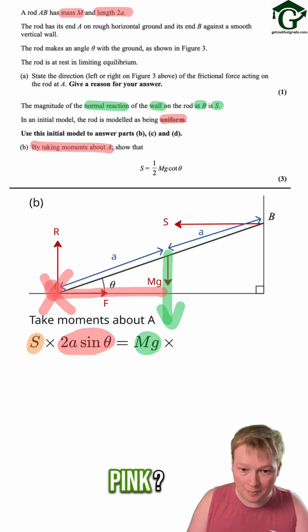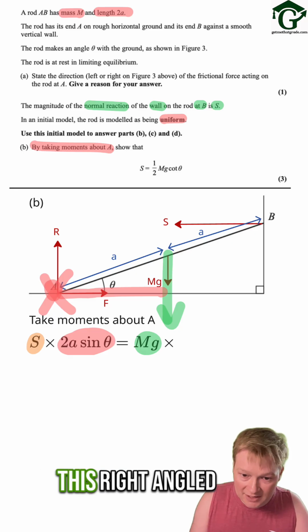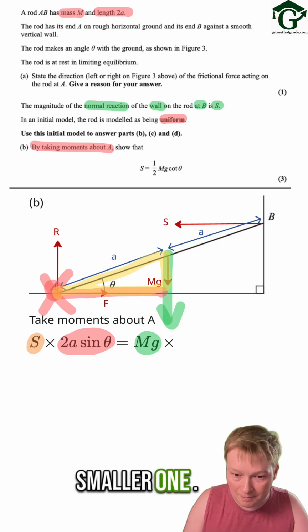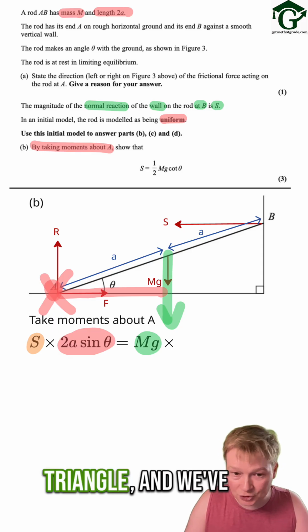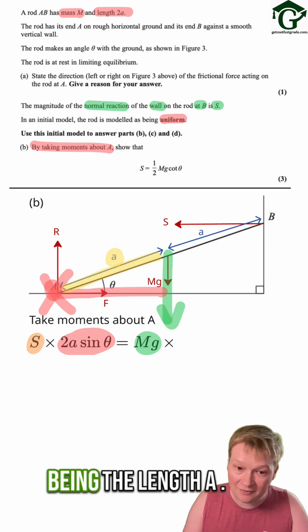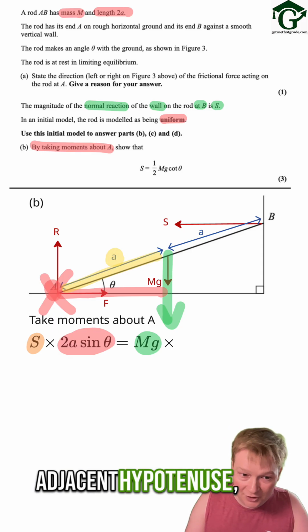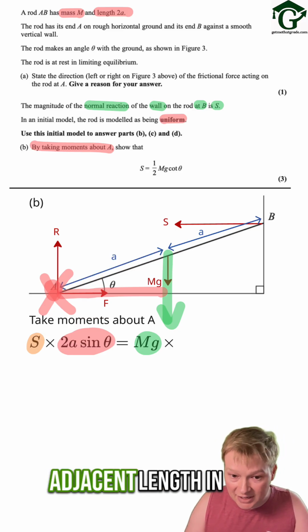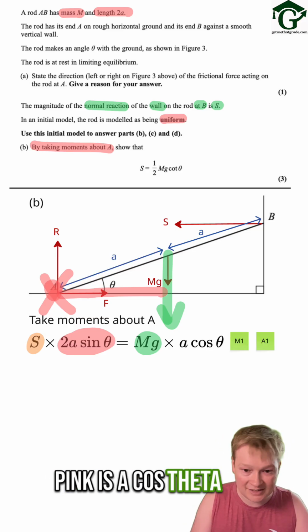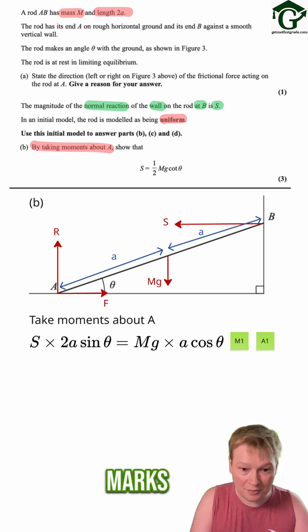What is that length in pink? Well, we can look at this right-angled triangle here, the smaller one. Notice that the pink distance here is the adjacent in that triangle, and we've got the hypotenuse being the length A. Adjacent, hypotenuse, you should be thinking cosine. If you take cosine and rearrange it, you'll work out that that adjacent length in pink is A cos theta. If you get that far, you get your first 2 marks.